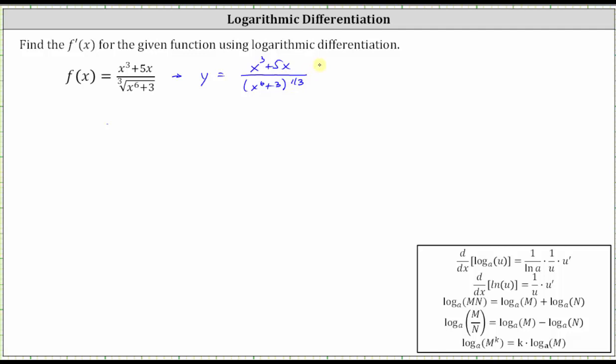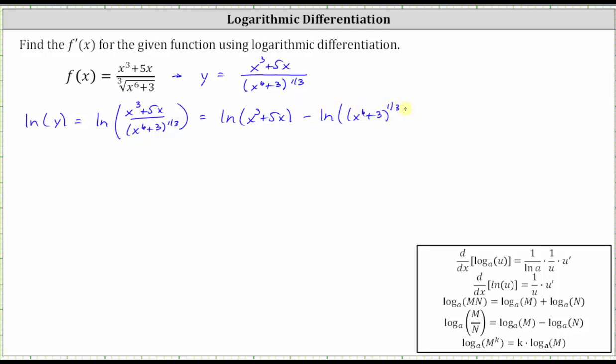And now to apply log differentiation, we take the natural log of both sides of the equation. And now we expand the right side as much as possible. Because we have a quotient, we can use the quotient property of logarithms, where the log of m divided by n is equal to log m minus log n, which means you can write the right side as natural log of x to the 3rd plus 5x minus natural log of the quantity x to the 6th plus 3 raised to the 1/3 power.